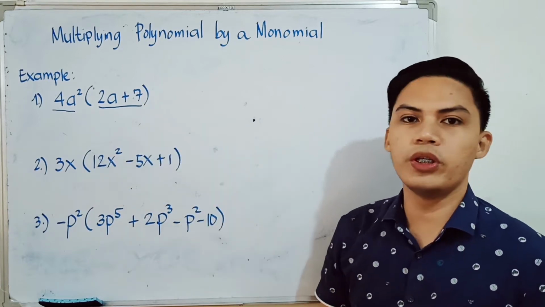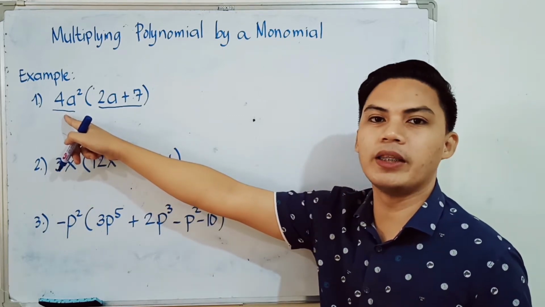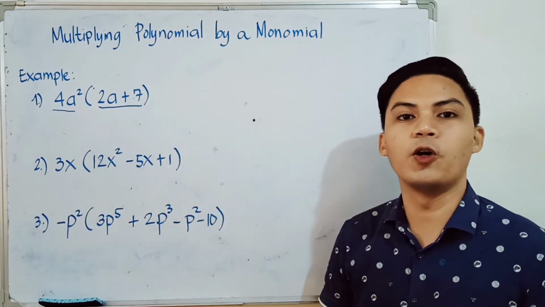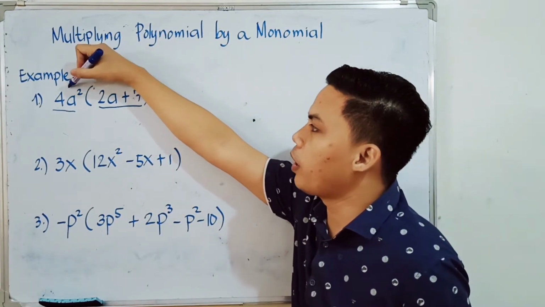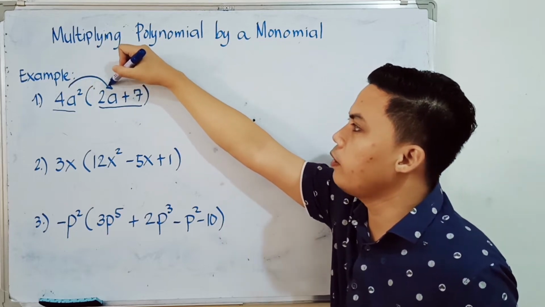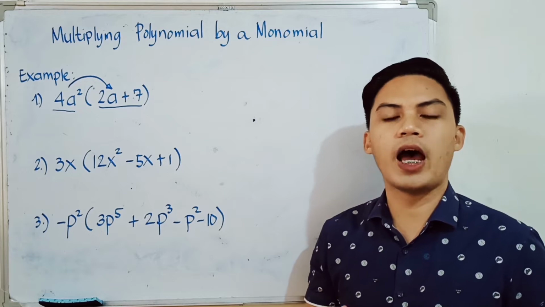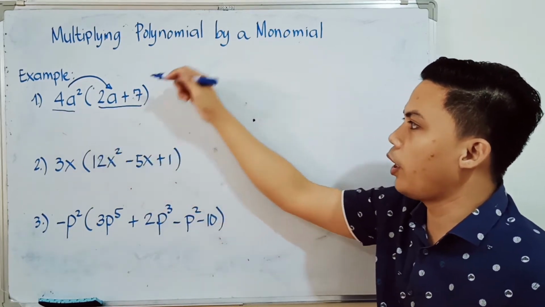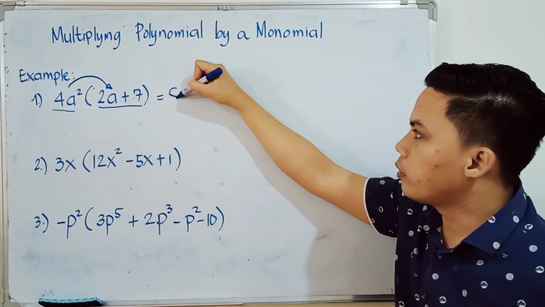So what we're going to do is simply distribute kung ano yung given monomial natin. Mumultiply natin yung monomial sa lahat ng terms na nasa loob ng parentheses. Okay, let's start. So we're going to multiply 4a squared by 2a. And always take note of the laws of exponents under multiplication. So 4a squared times 2a, it would be equal to 8.